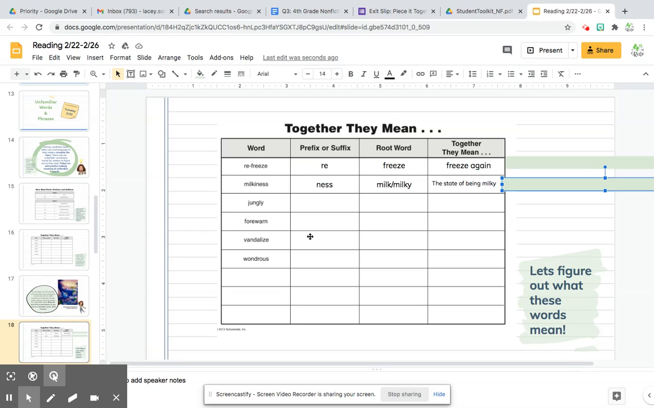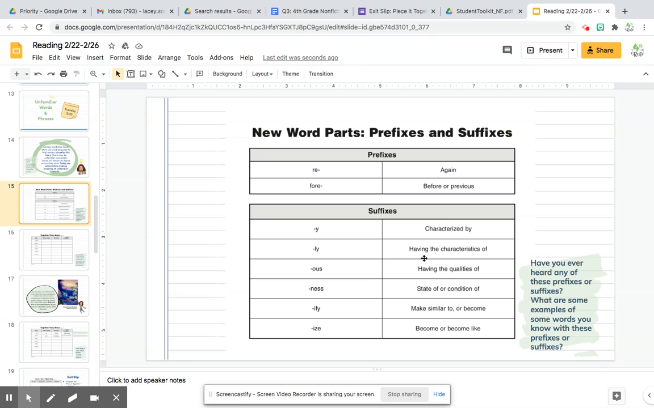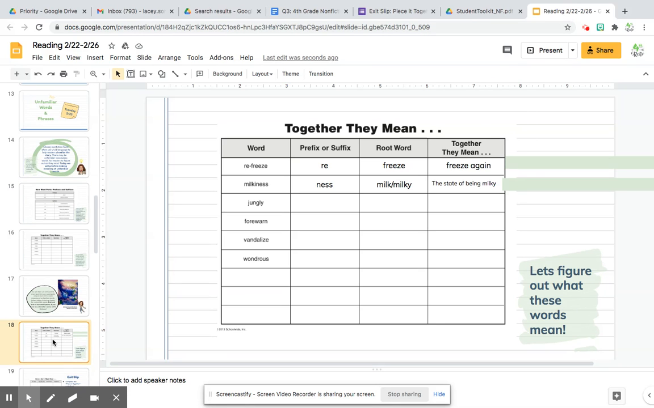So if we're describing it in a jungly place, I know my suffix is ly, lee, and the base word is jungle. So what does it mean for it to be in a jungly state? Looking back at that ly, having the characteristics of, right? So it's finding itself to have the characteristics of a jungle. Okay, so jungly would be describing something to have those jungle characteristics. All right, let's take a look at our next one. Forewarn.